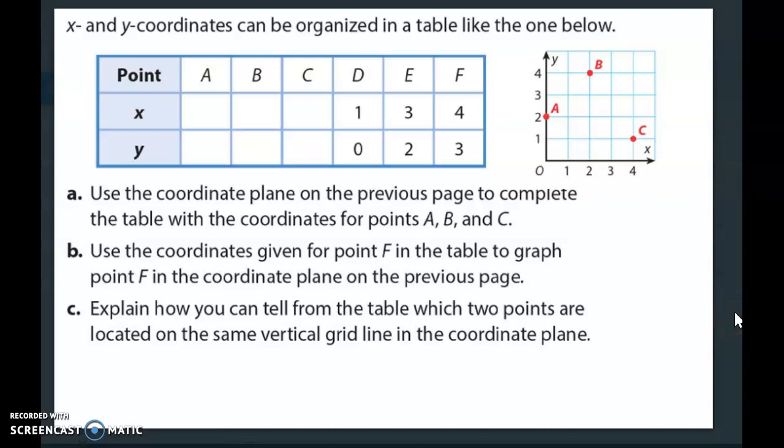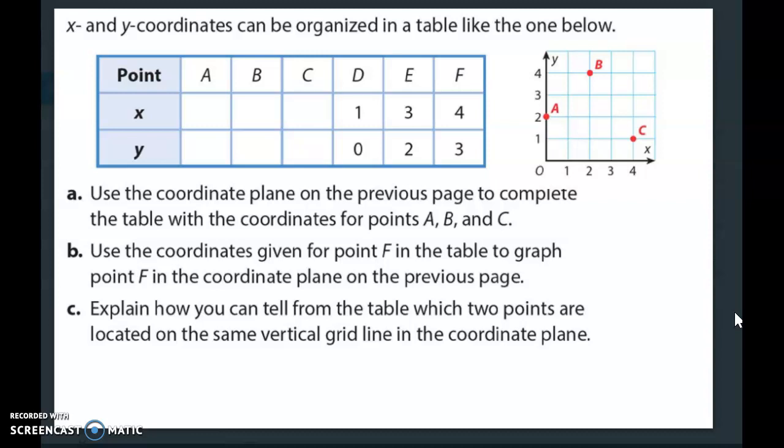You're going to have this slide to complete on the next slide, but I wanted to quickly go over what the directions were and do point A with you. So what you're going to do is read the directions for A, B, and C. This is the coordinate plane that we just analyzed from before. So if you remember, you can also put your data into an organized table like this one. So first thing they want you to do is look at points A, B, and C.